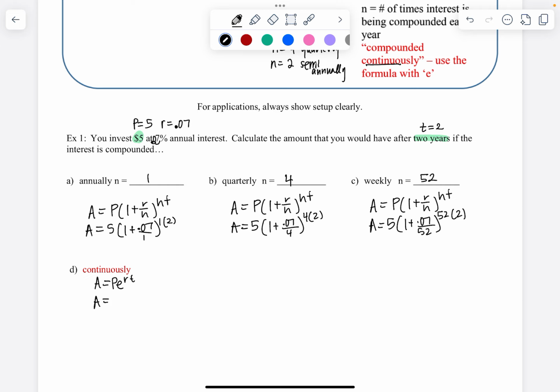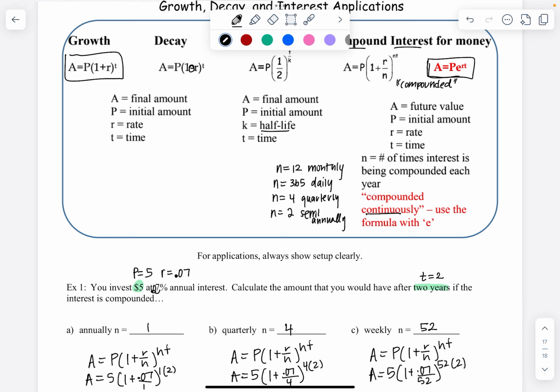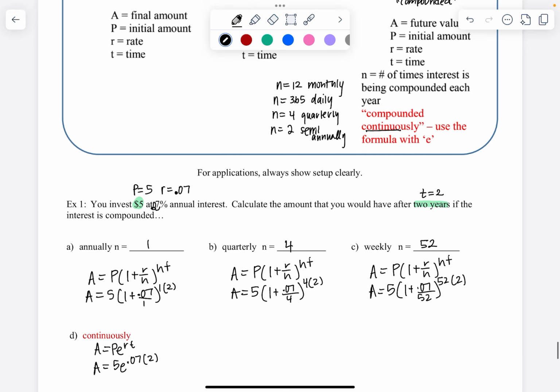And so P is still 5. E is that constant. There's a button for it. And then R is 0.07 and T is still 2. And so a way to remember this formula is PERT. It says PERT, but the R and the T are in the exponent.